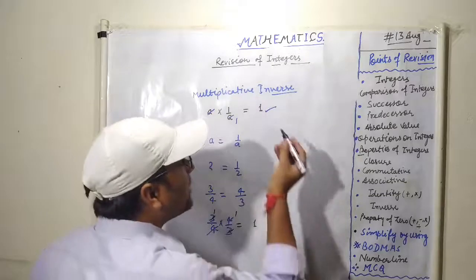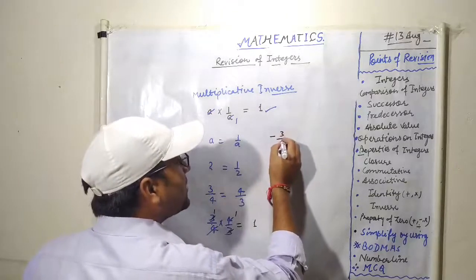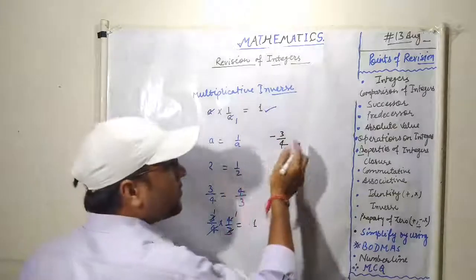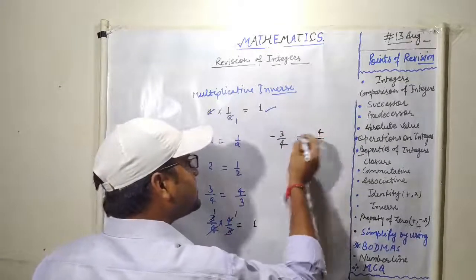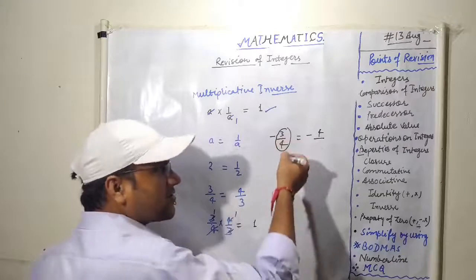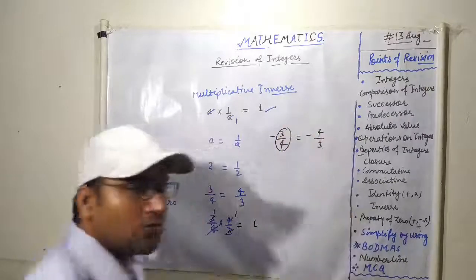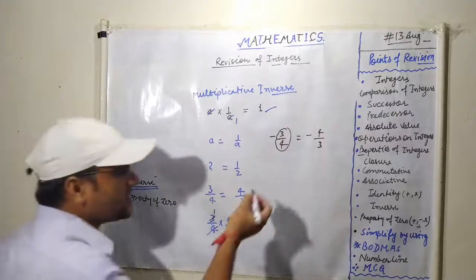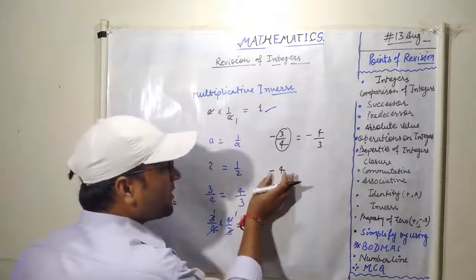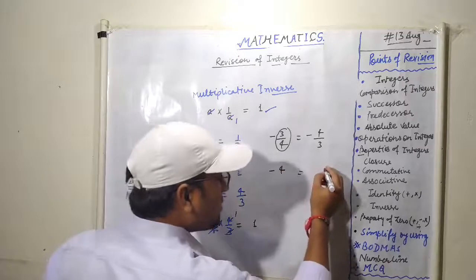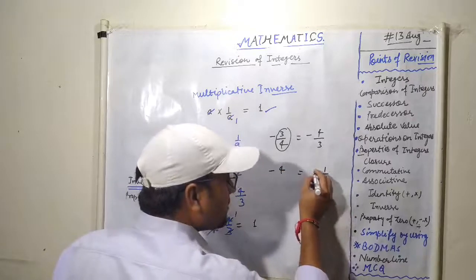Okay, students. So multiplicative inverse means that regardless of its sign, there is no change in the sign. Suppose, what is the multiplicative inverse or reciprocal of minus 3 upon 4? That is minus 4 upon 3. Here the minus sign is as it is. Change this fraction: 4 goes upside and 3 comes to the downside.